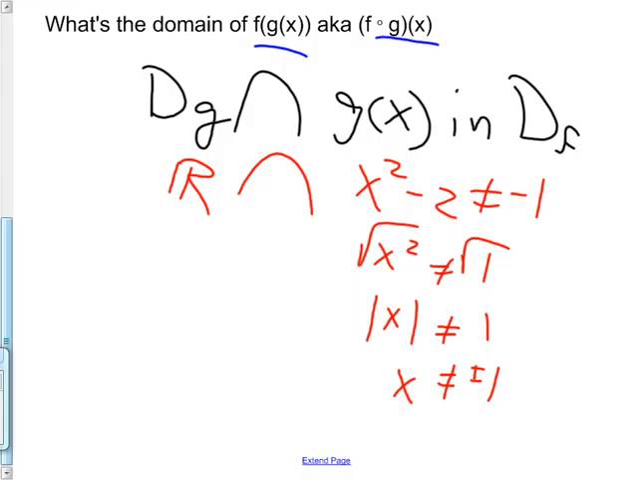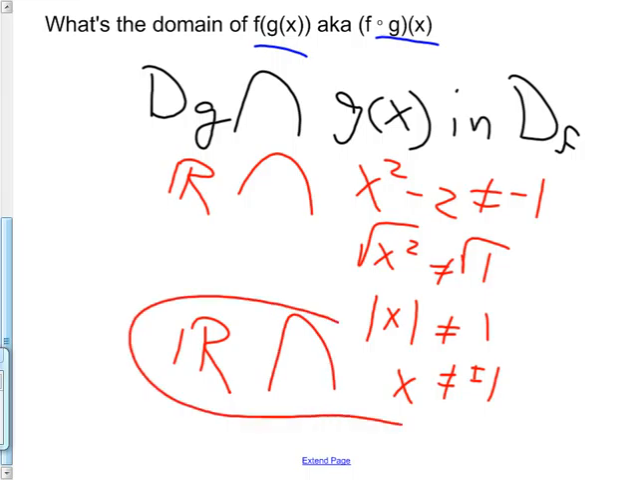All right, so how does all real numbers intersect with that? Well, pretty much, if you overlap them, you make one number line that's all real numbers, and the other number line's got some holes in it. The one with the holes in it wins. It's the overlap. So the answer is all real numbers except x cannot equal plus or minus 1.